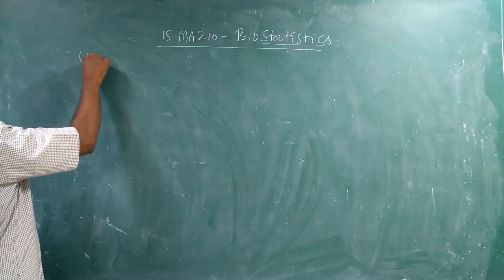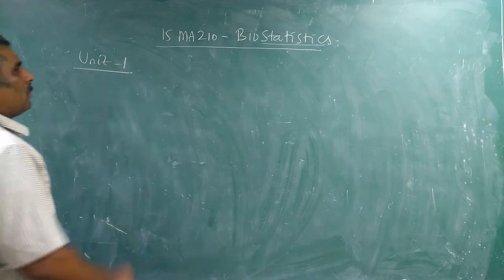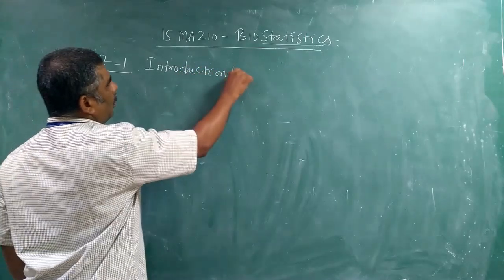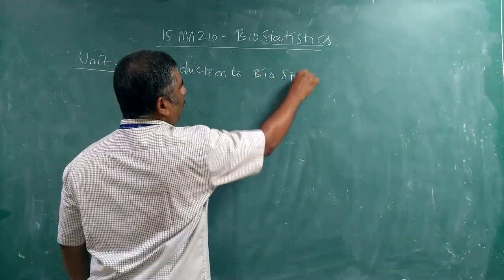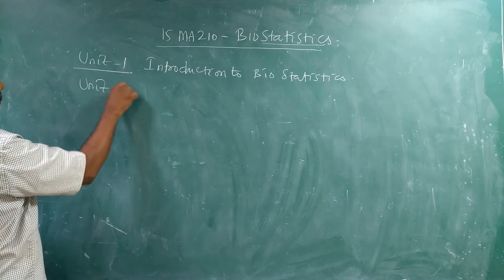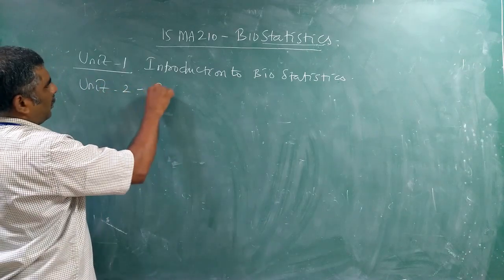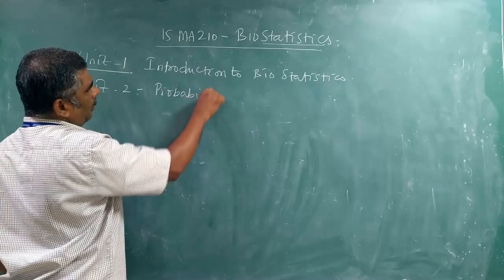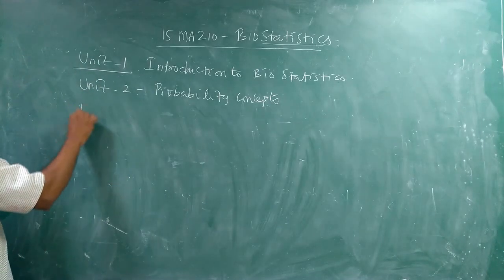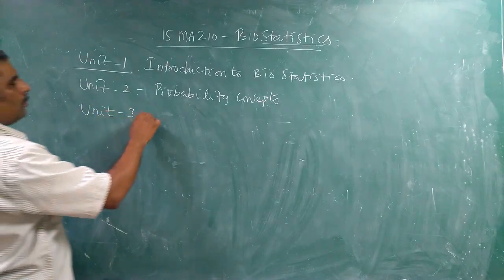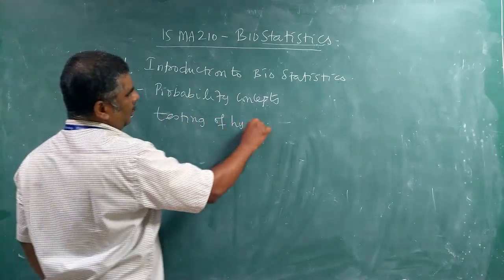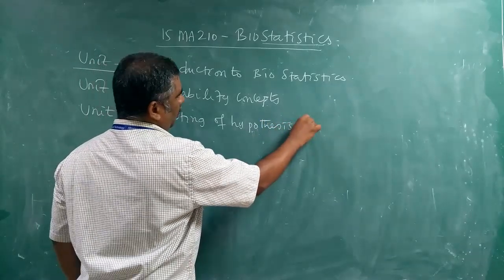So first, Unit 1 is Introduction to Biostatistics. Unit 2, Probability Concepts. Unit 3, Testing of Hypothesis of large sample.